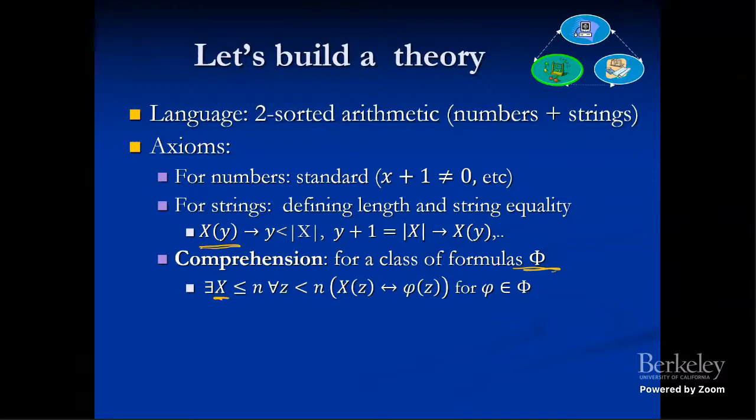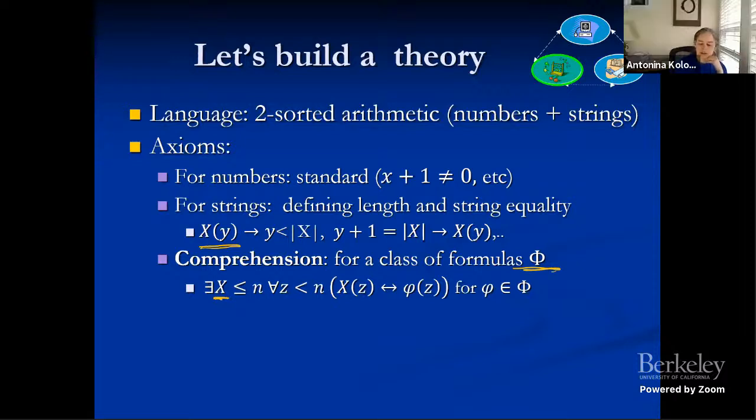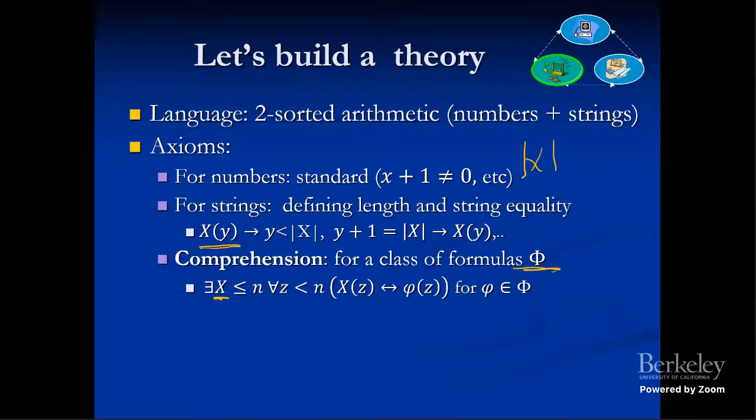Yeah, but what do you mean there exists an x less than or equal to n? What does that mean? Oh, sorry. I didn't define this notation. So what I mean is the length of x is less than or equal to n. Okay, so there exists an x such that the length of x is less than or equal to n, for all integer variables or natural numbers z less than n.